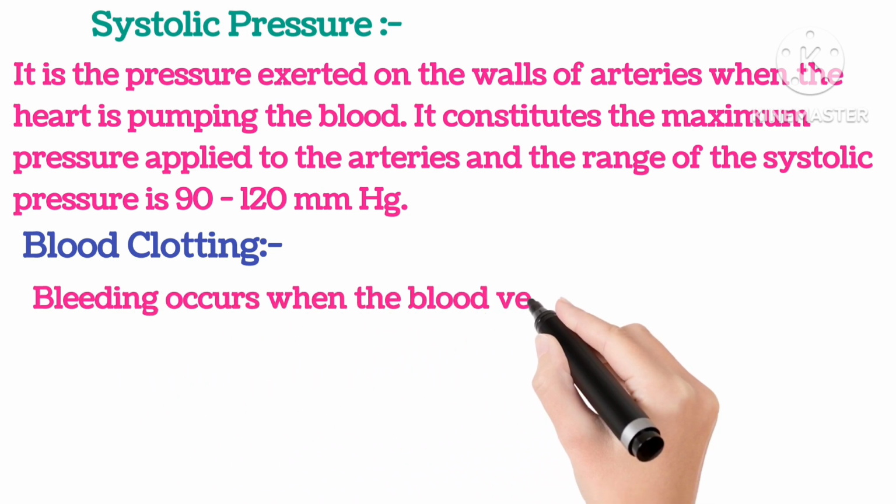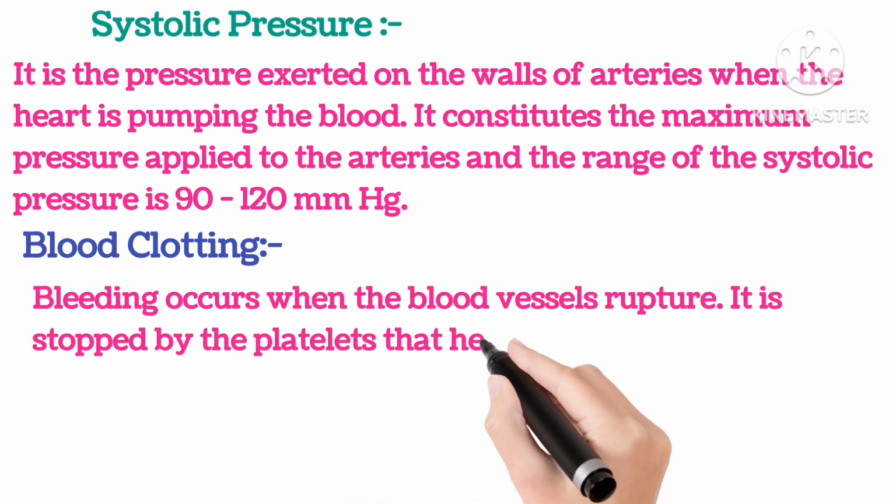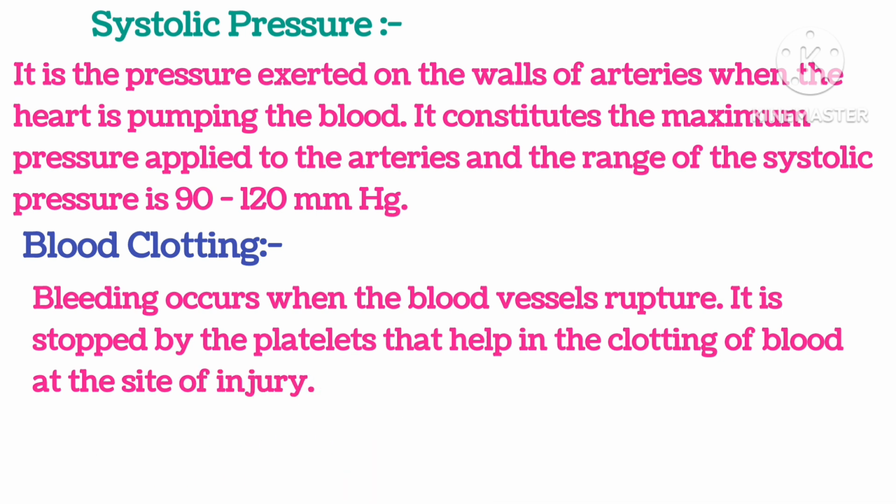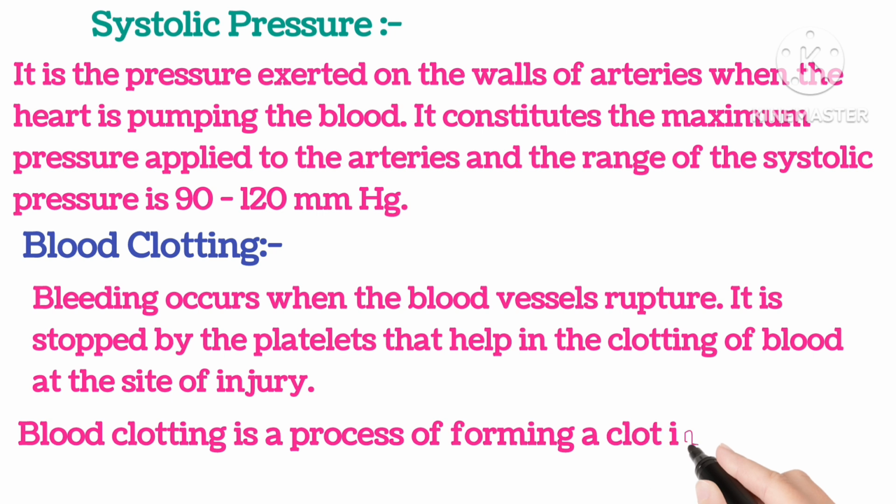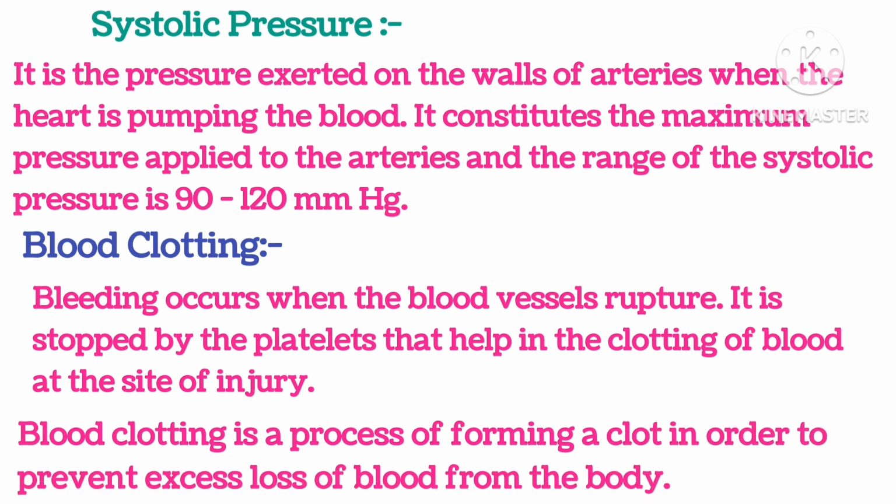Blood clotting. Bleeding occurs when the blood vessels rupture. It is stopped by the platelets that help in clotting the blood at the site of injury. So blood clotting is the process of forming a clot in order to prevent excess loss of blood from the body.